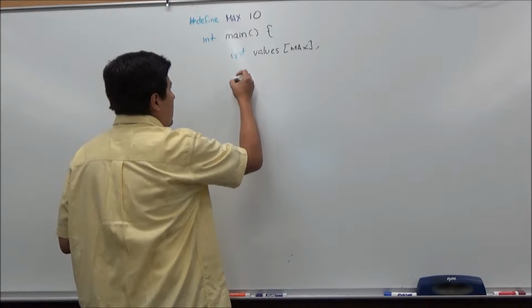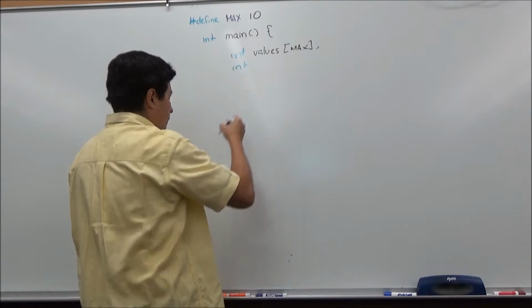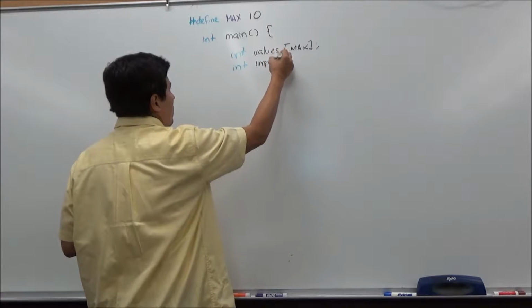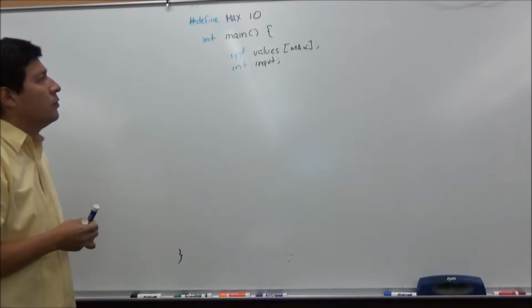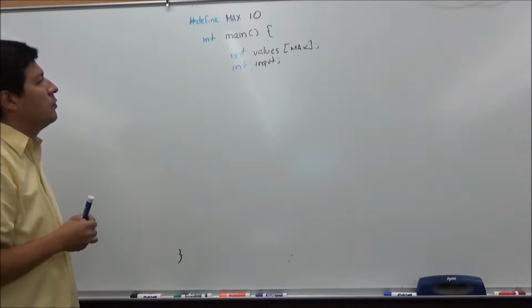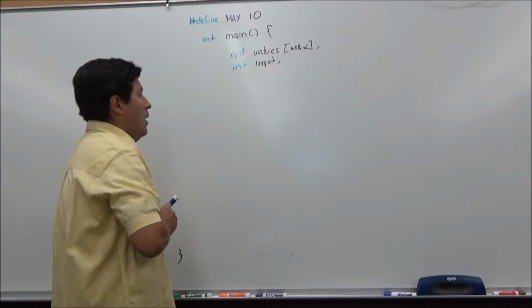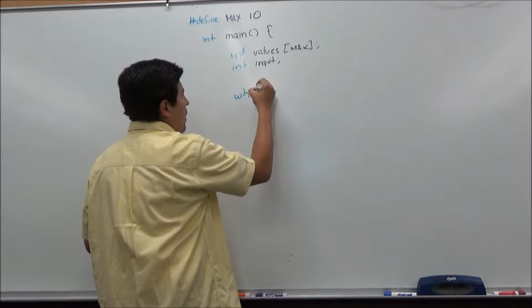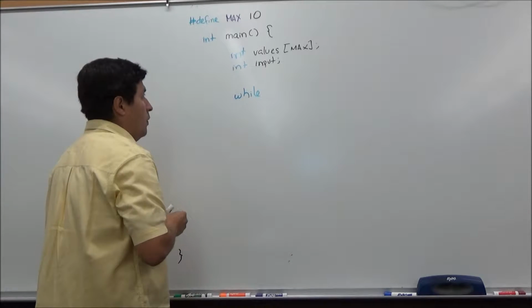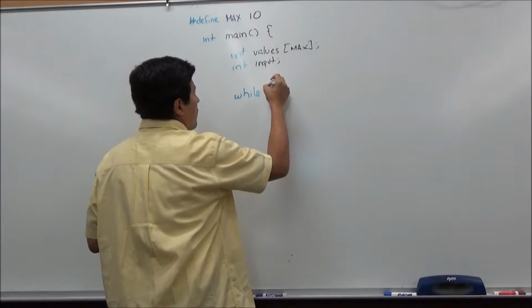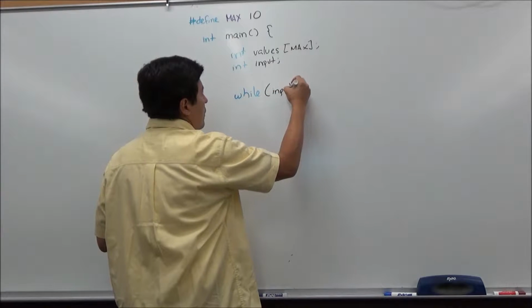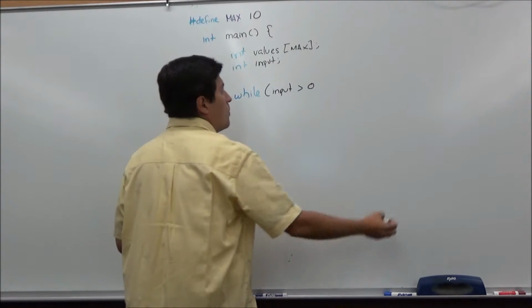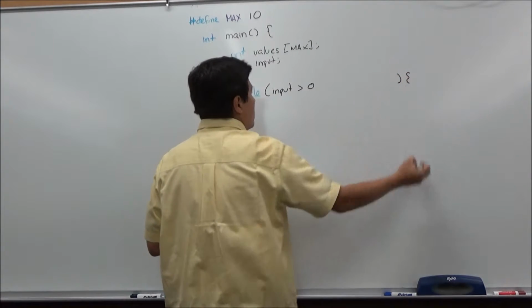So I could do something like this. Let's have an input number. And now make a while loop. Well, the input is greater than 0. Make a space here.